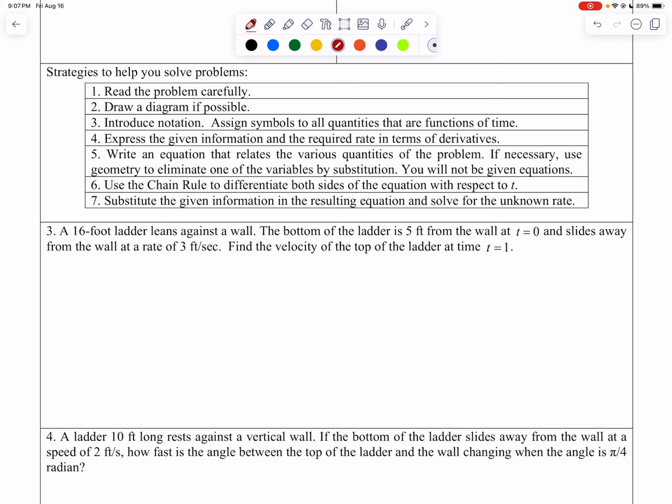Alrighty, in this video we are going to be talking about related rates. We're going to be doing problems 3 and 4, aka the ladder problems.